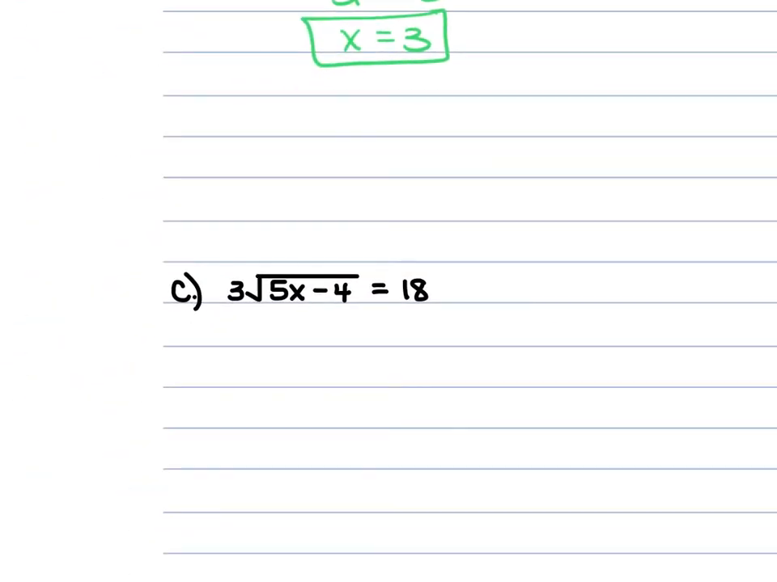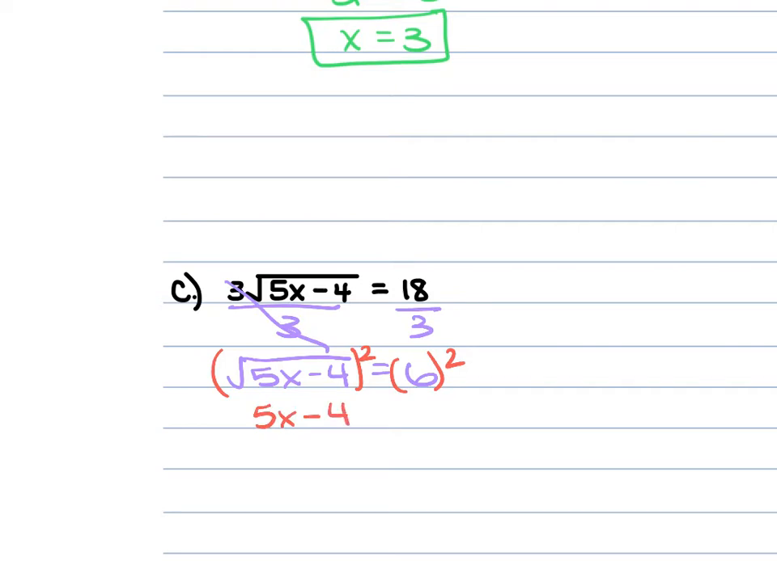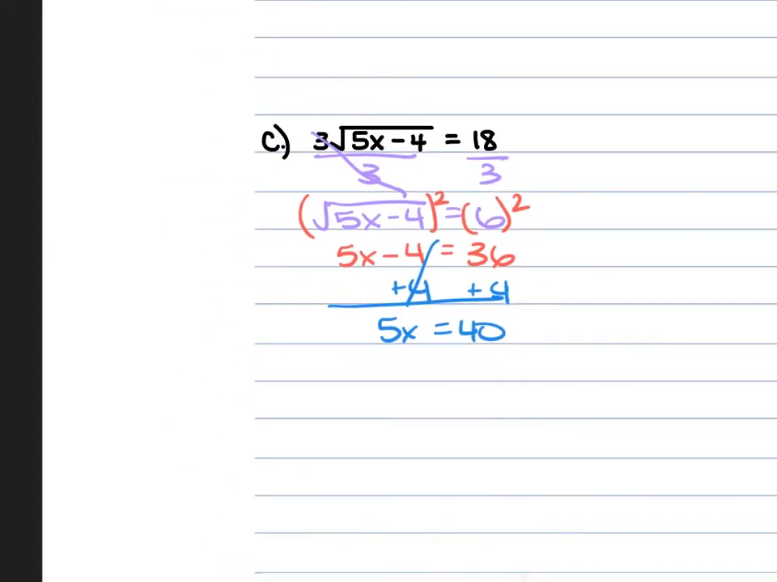For C, we have 3 times the square root of 5x minus 4 is equal to 8. So we're going to start by dividing each side by 3. So we're going to have the square root of 5x minus 4 is equal to 6. We square both sides now. So we have 5x minus 4 is equal to 36. I'm going to add that 4 to both sides. We have 5x is equal to 40. And then we divide each side by 5 to get that x is 8.